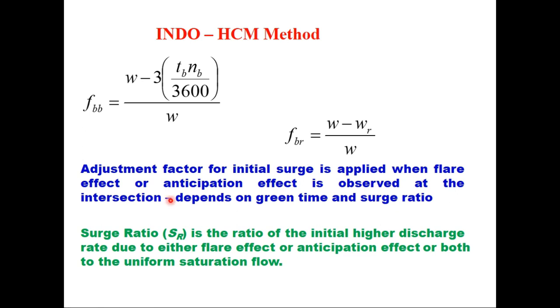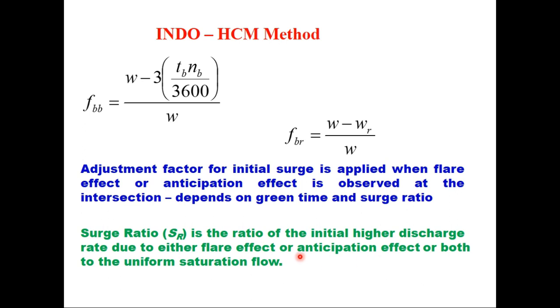The adjustment factor for initial surge is applied when flare effect or anticipation effect is observed at the intersection, and it depends upon the green time and the surge ratio. Now, surge ratio is the ratio of the initial higher discharge rate, due to either flare effect or anticipation effect or both, to the uniform saturation flow.